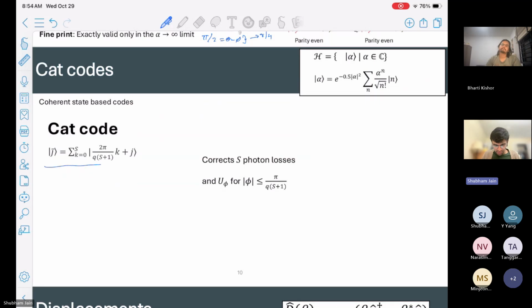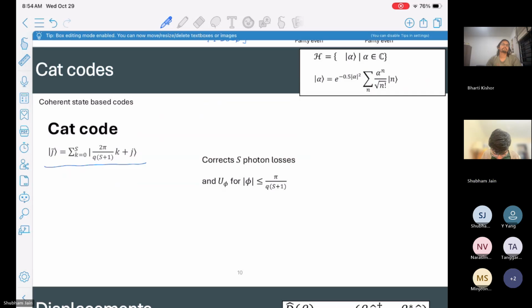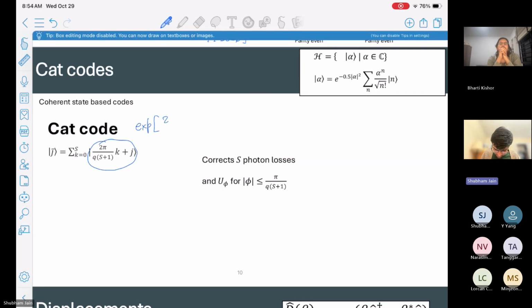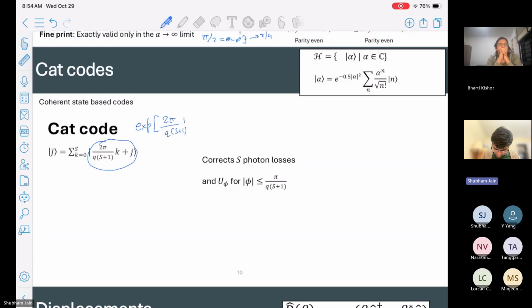So in general, you can make a CAD code in this sense where you have, yeah, this should be phases actually. I forgot to mention this. So this should actually be exponential of these things: 2 pi over (qs plus 1) times (k plus j). So what this is saying is that for correcting against S errors, you choose points on your sphere which are equal superpositions of points which are uniformly separated. That was a lot of words.